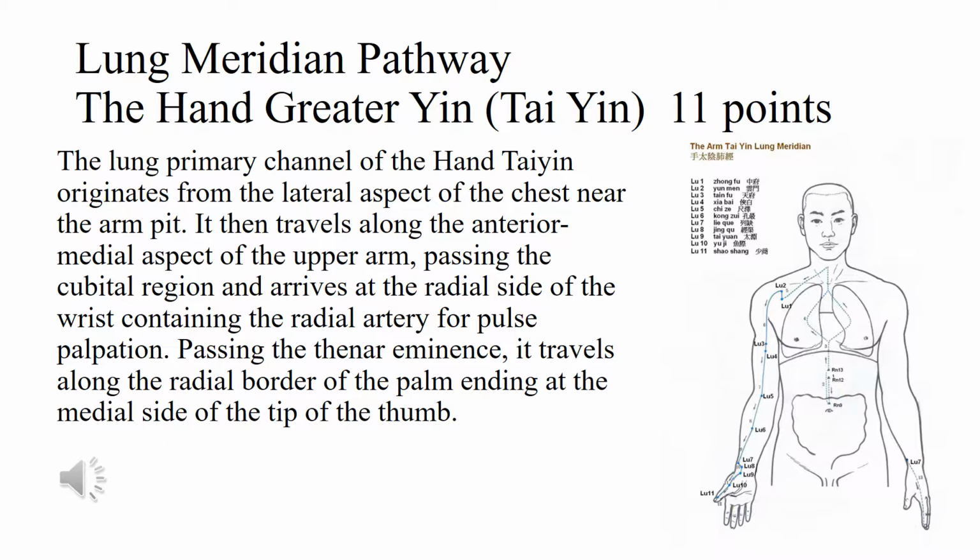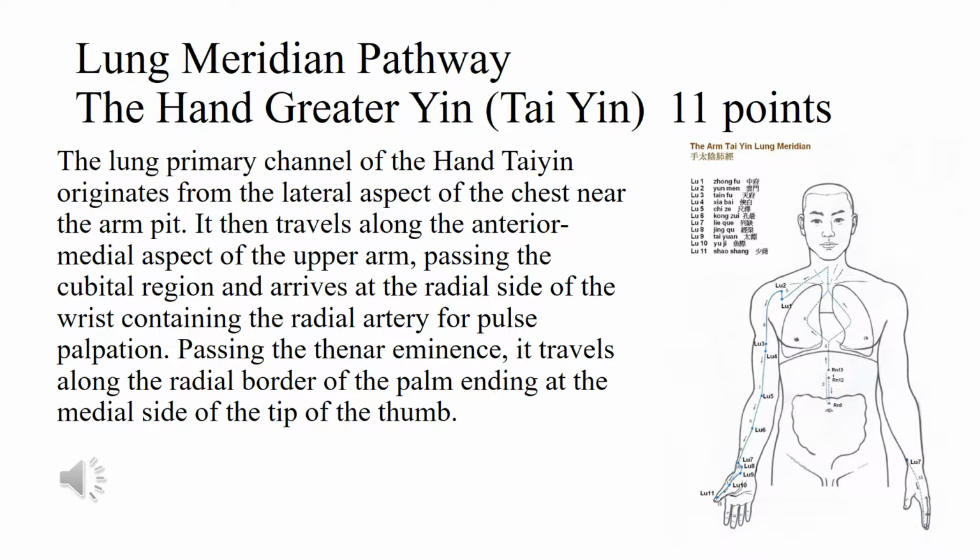out transversely. Descending along the medial aspect of the upper arm, it passes in front of the heart meridian of Han Xiao Yin and the pericardium meridian of Han Jue Yin and reaches the cubital fossa. Then it goes continuously downward along the anterior border of the radial side of the medial aspect of the forearm and enters the radial artery at the wrist for pulse palpation.